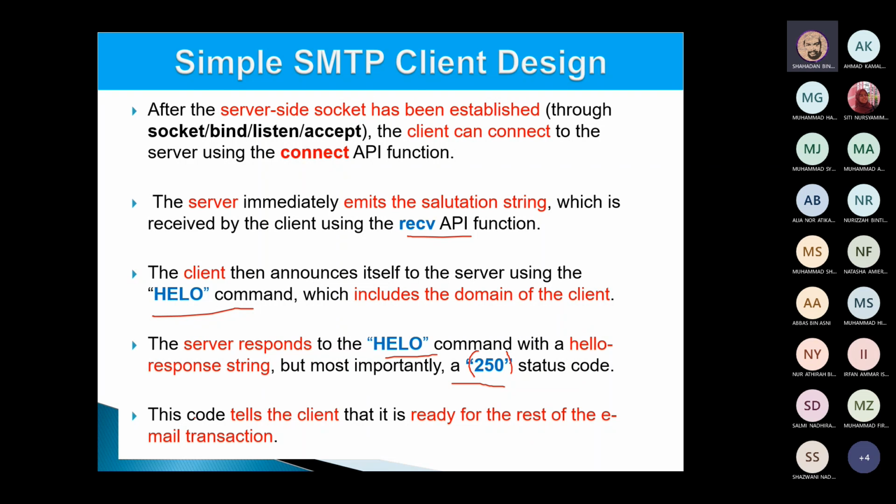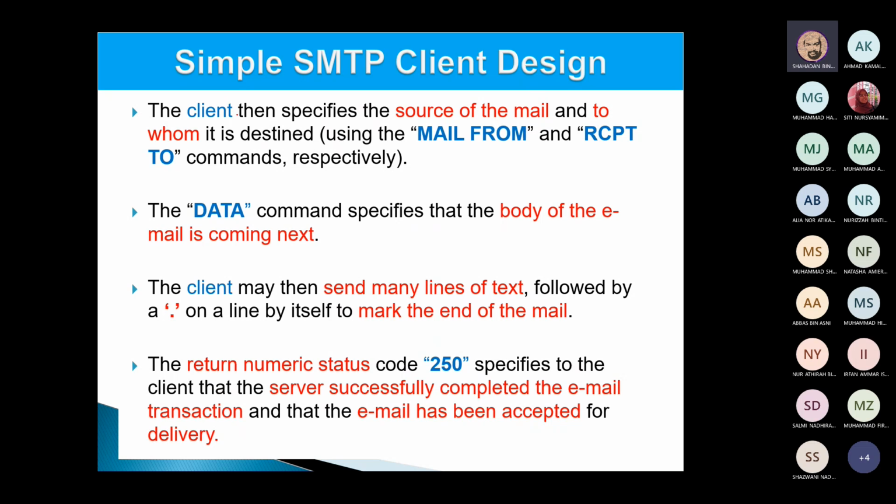Okay. This code tells the client that the server is ready for the rest of the email transaction. Sender okay, receiver pun okay, 250. The client then specifies the source of the mail and to whom it is destined, destinasi dia kat mana, using the mail from and recipient to commands respectively.